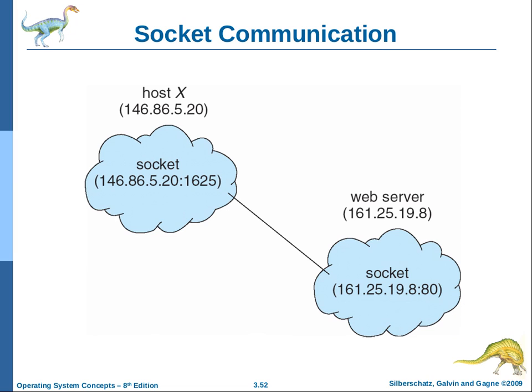So socket communication: the host is .20, and the socket's also .20 on this port. The web server is .8. Notice that its port is 80, and that guy is 1625. That's because when you want to contact the server, you have to go to port 80, so the socket has to be on port 80. But the server needs to know how to communicate back. So you actually need to open a socket on your machine to tell the server where to send the information back.